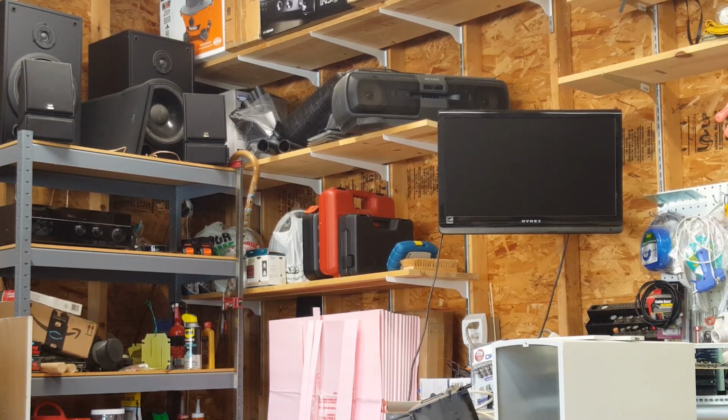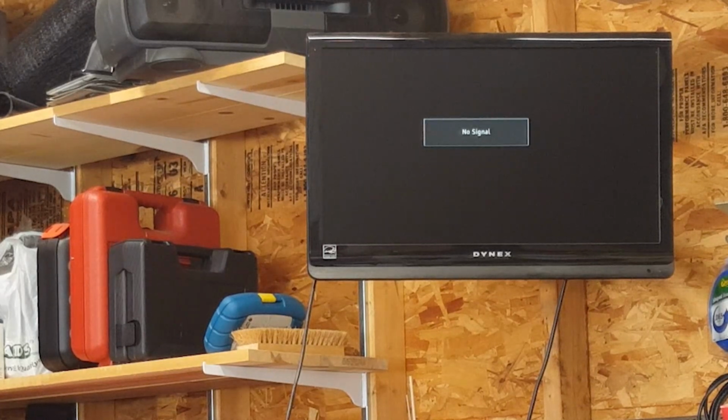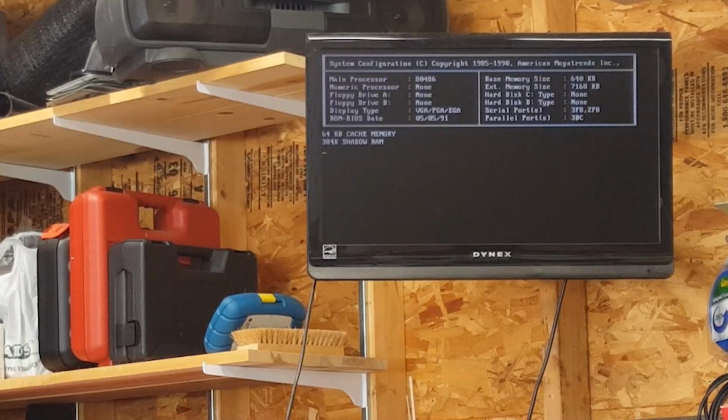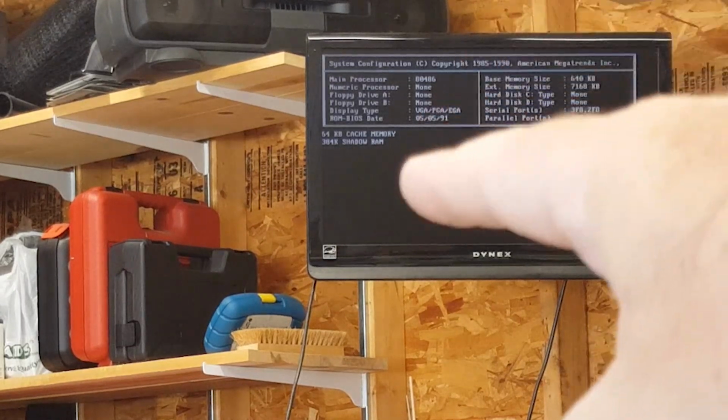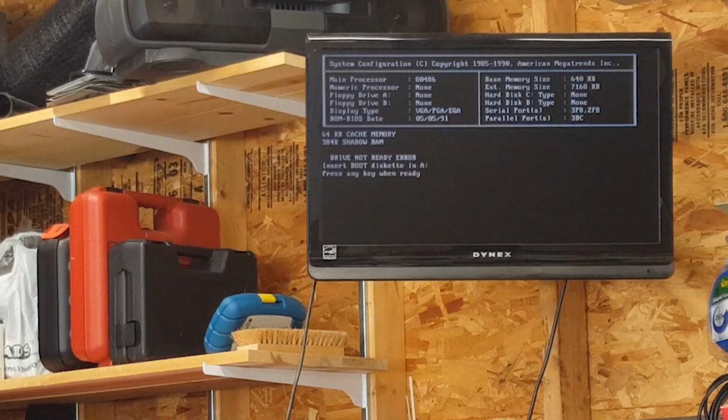Get the set on. It should be set on VGA. There it is. And we are going to boot. We have a signal. VGA is on. 8 megs of RAM. And we have 486 love. That is outstanding. 384K shadow RAM. 64K cache. I don't know if that's on the CPU. It's probably on the motherboard and the shadow RAM. But we are showing a 486 CPU right now on our 386 motherboard.